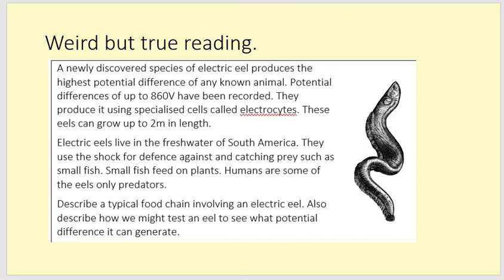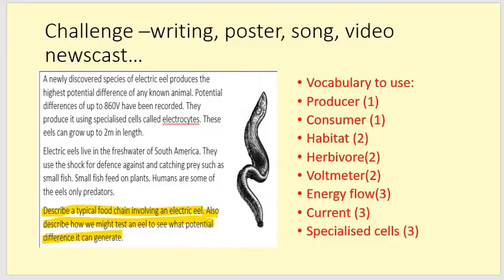Now you've got 2 things to do in the task at the end. Describe a typical food chain involving an electric eel, that's a bit of revision. Always nice to get a couple of topics joining together. Also describe how we might test an eel to see what potential difference it can generate. Now remember, we are not going to harm the eel during the test. Nothing too extreme, please, Year 7.